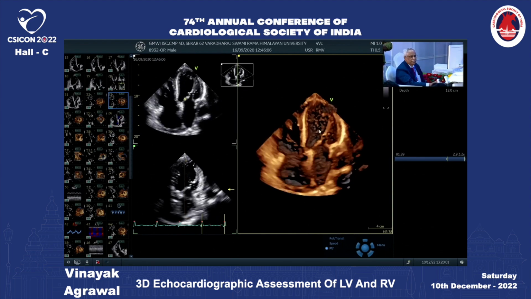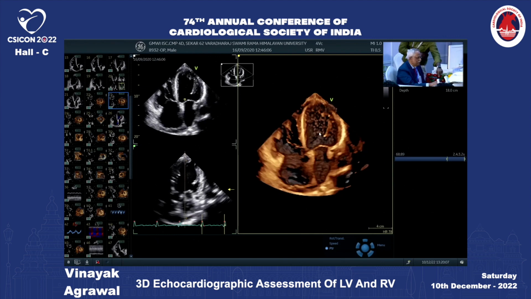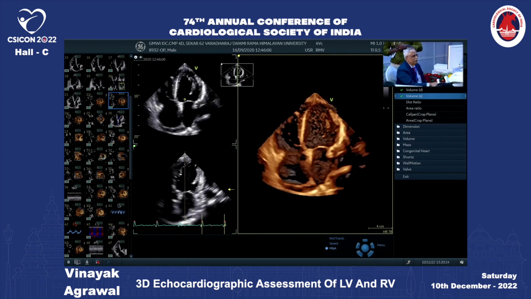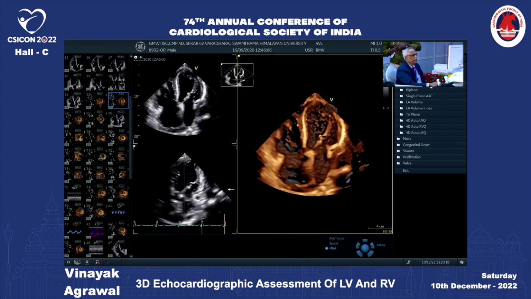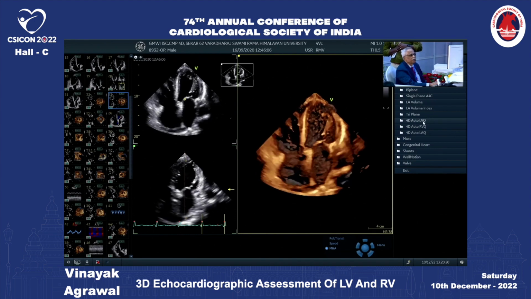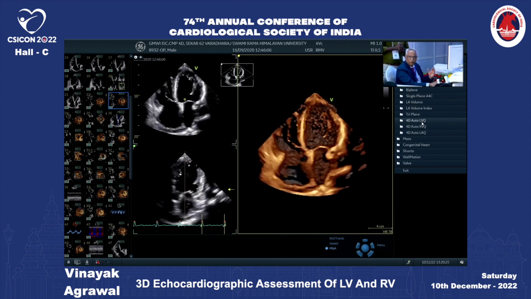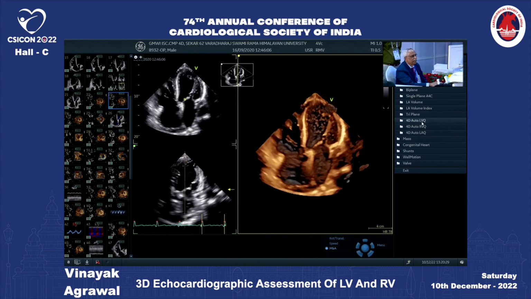From this data set, we can obtain the left ventricular volume by three-dimensional echocardiography. First, we have to go to the menu, select volume, and select 4D auto LVQ. So this is the 4D auto LVQ. The machine itself will give you suggestions to improve the endocardial delineation, etc.